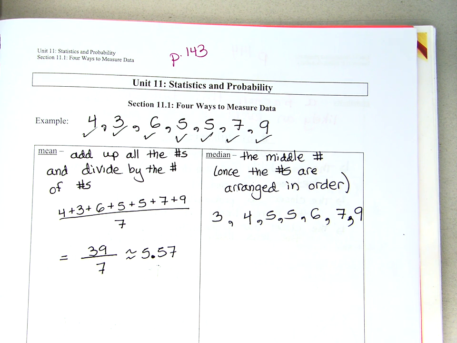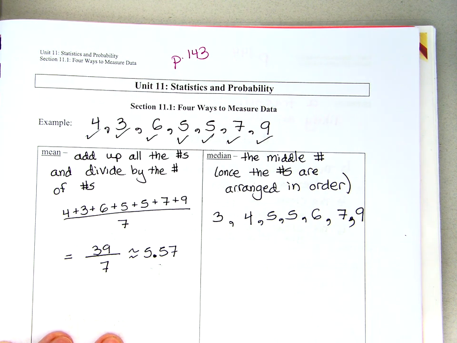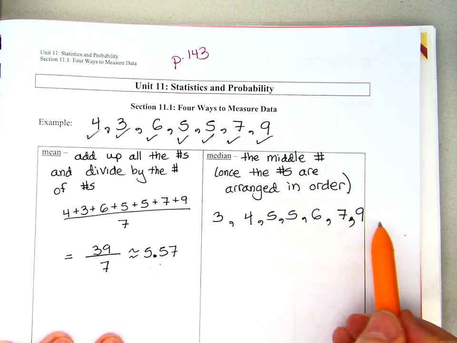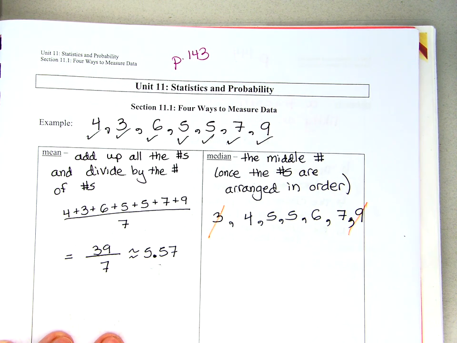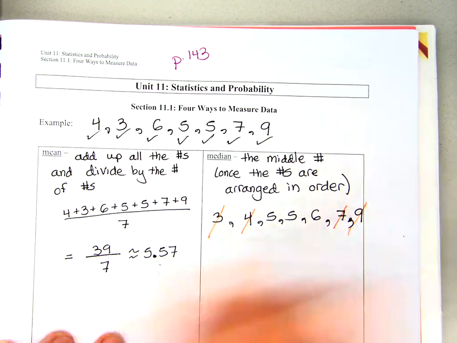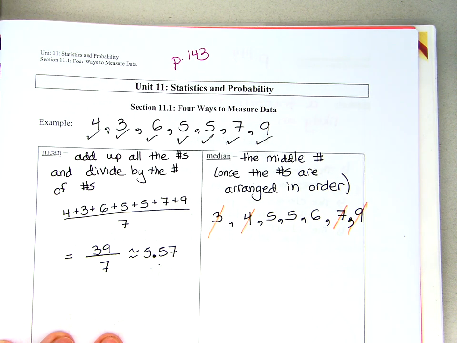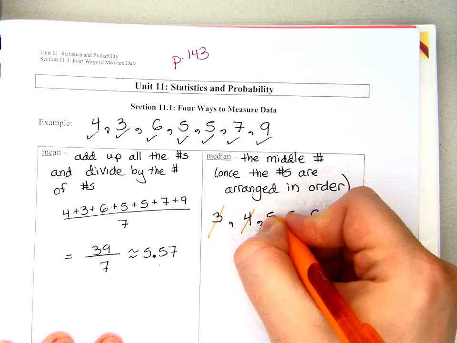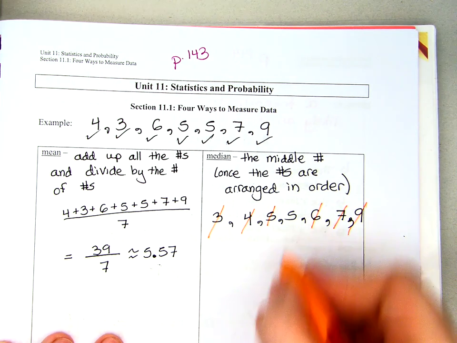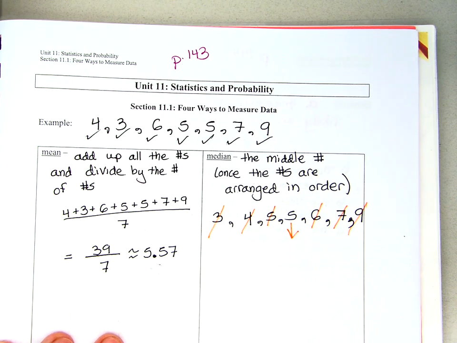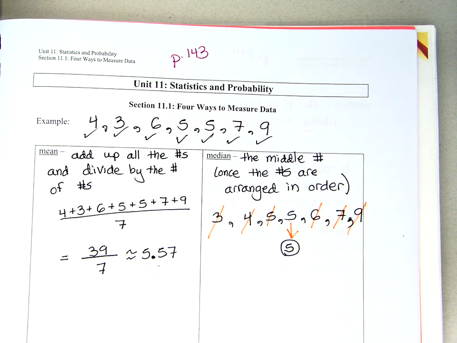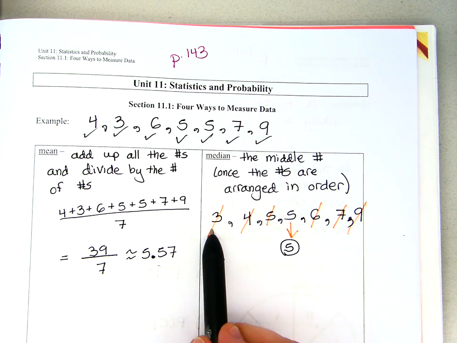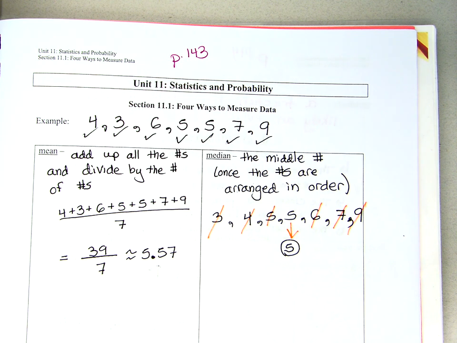I now have to figure out which number is in the middle. Well, one thing I can do is start crossing out numbers on either side. I'm going to cross out the 3, cross out the 9. Cross out the 4, cross out the 7. We always cross out 2 at the same time. Cross out the 5, cross out the 6. Oh, I've got my number in the middle. My median, in this case, is 5. The median, the middle number, once I arranged all my numbers in order, is 5.